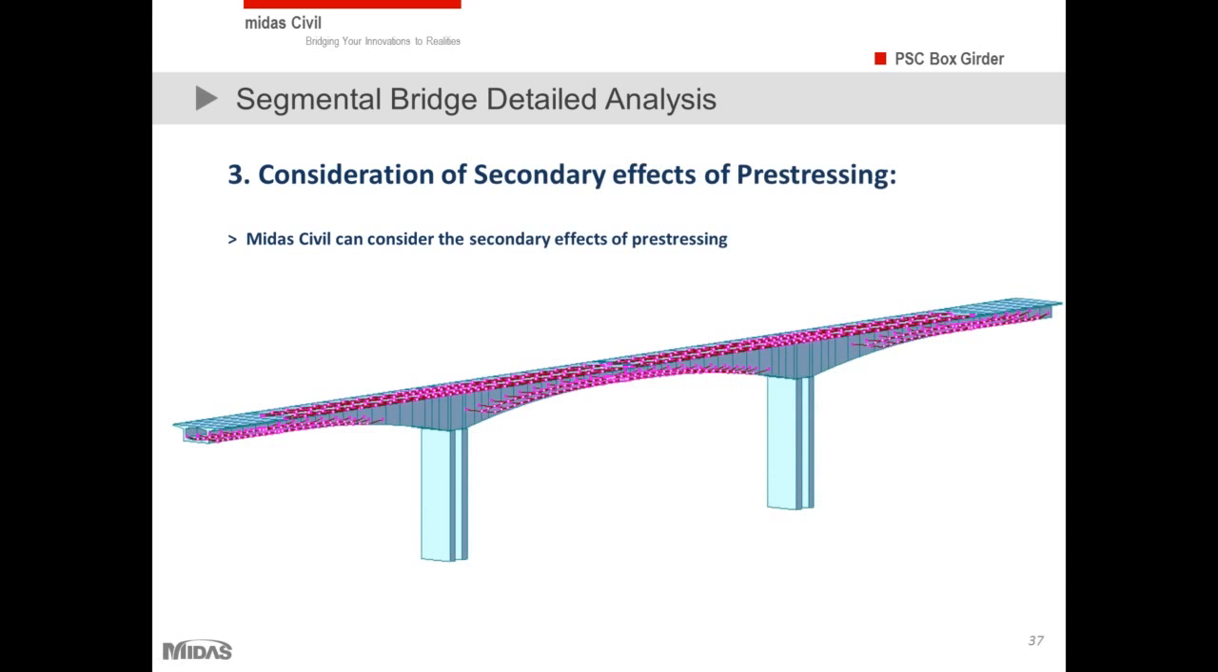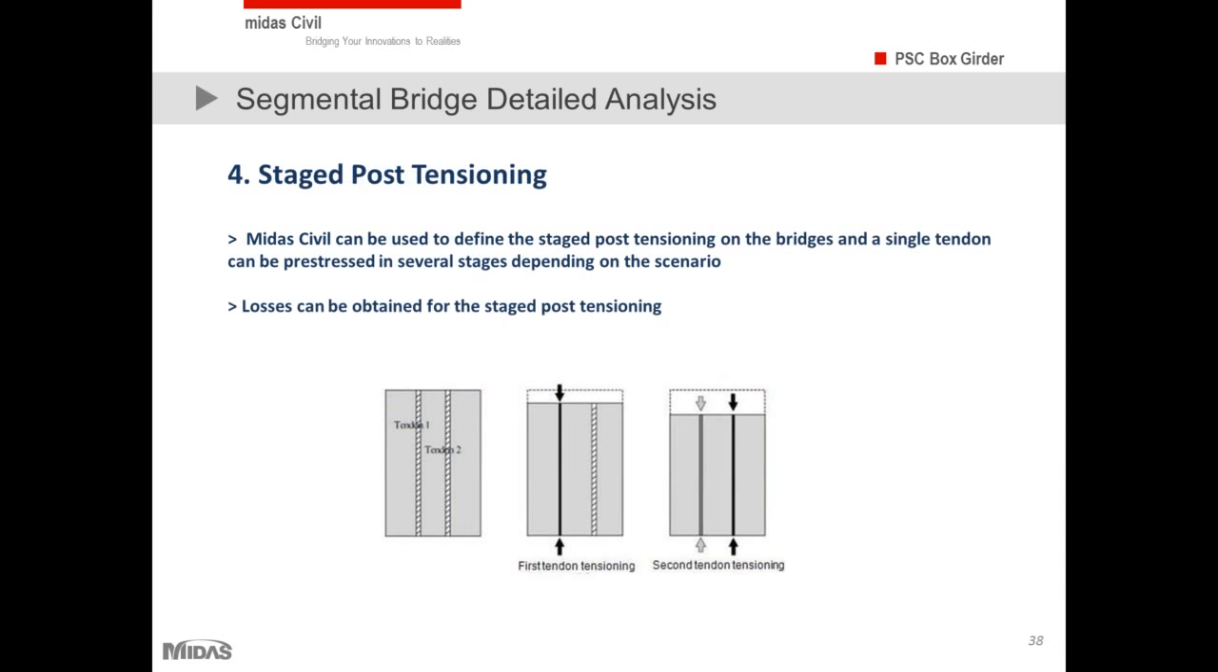These bridges have a lot of tendons. The post-tensioned segmental bridges require a lot of tendons, and since they are indeterminate structures, we need to consider the secondary effect of prestressing, which MIDAS Civil can give you. You can also do staged post-tensioning. If you want to pre-stress a tendon once, twice or thrice while doing the construction, you can do that in MIDAS Civil, and you can also obtain the losses due to staged post-tensioning.